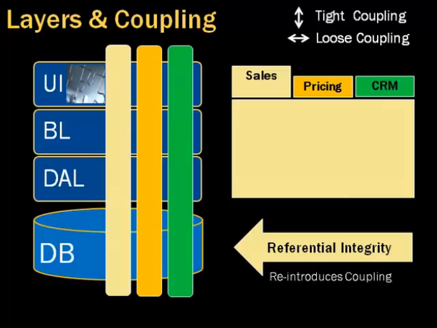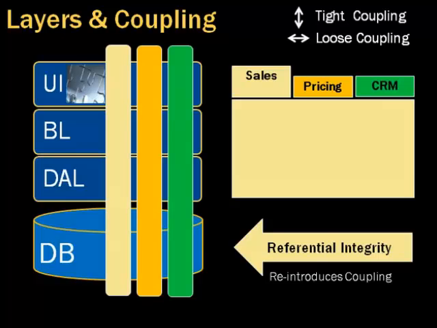Not services in the web service sense or WCF service sense, but in that abstract service orientation sense of autonomous things. So if we say that these things are our services, what we can see is that on this vertical axis within a service, we have tight coupling. UI talks to BL, talks to DAL, talks to database. However, on the horizontal axis, it looks like we have much looser coupling.